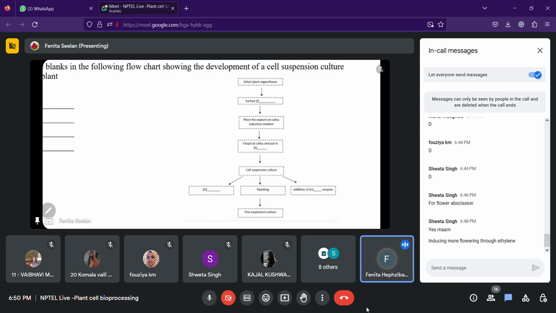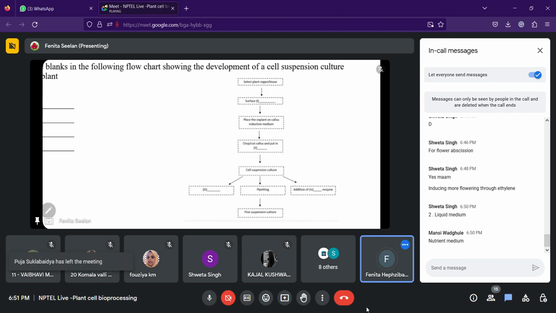So your third point, it is written, place the explant on callus. The second one is liquid medium. Right, so you are going to cut your callus and put it in a liquid medium or nutrient medium. Yes, absolutely. What is the third one? Cell suspension culture. From cell suspension culture, there are two.